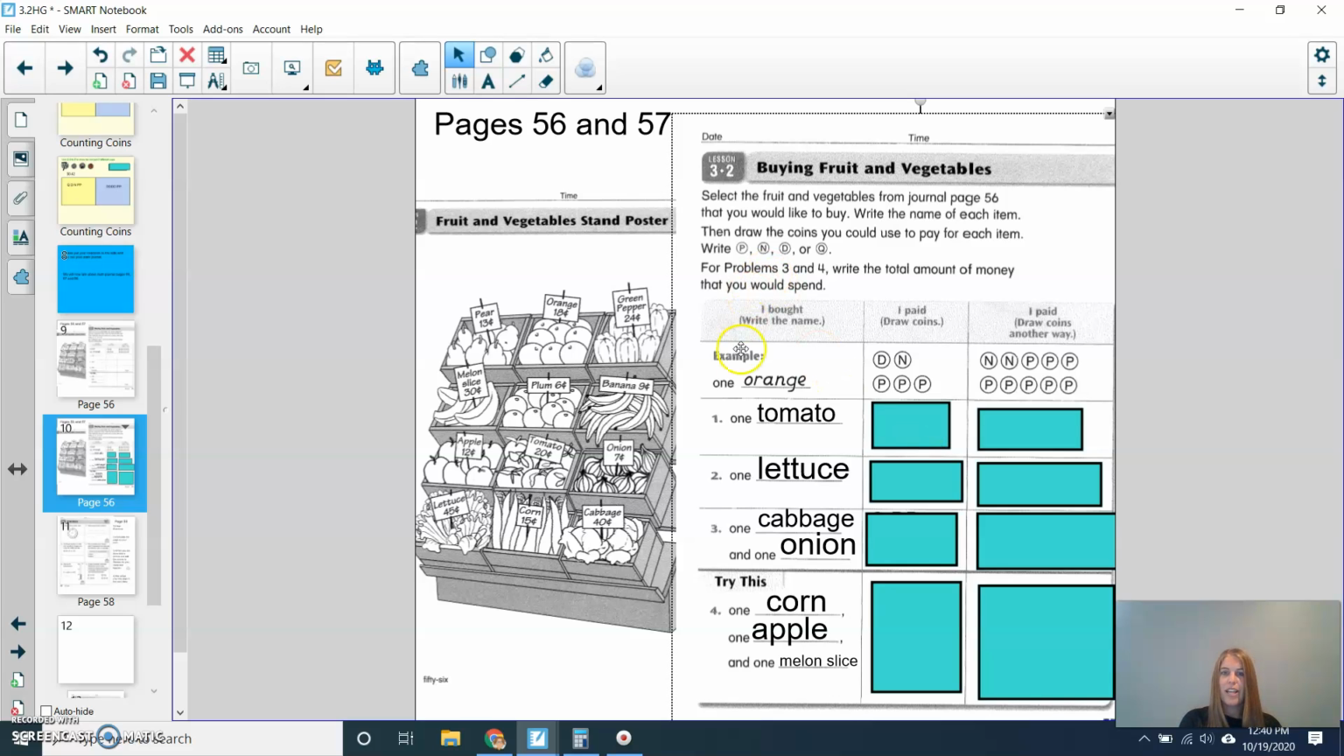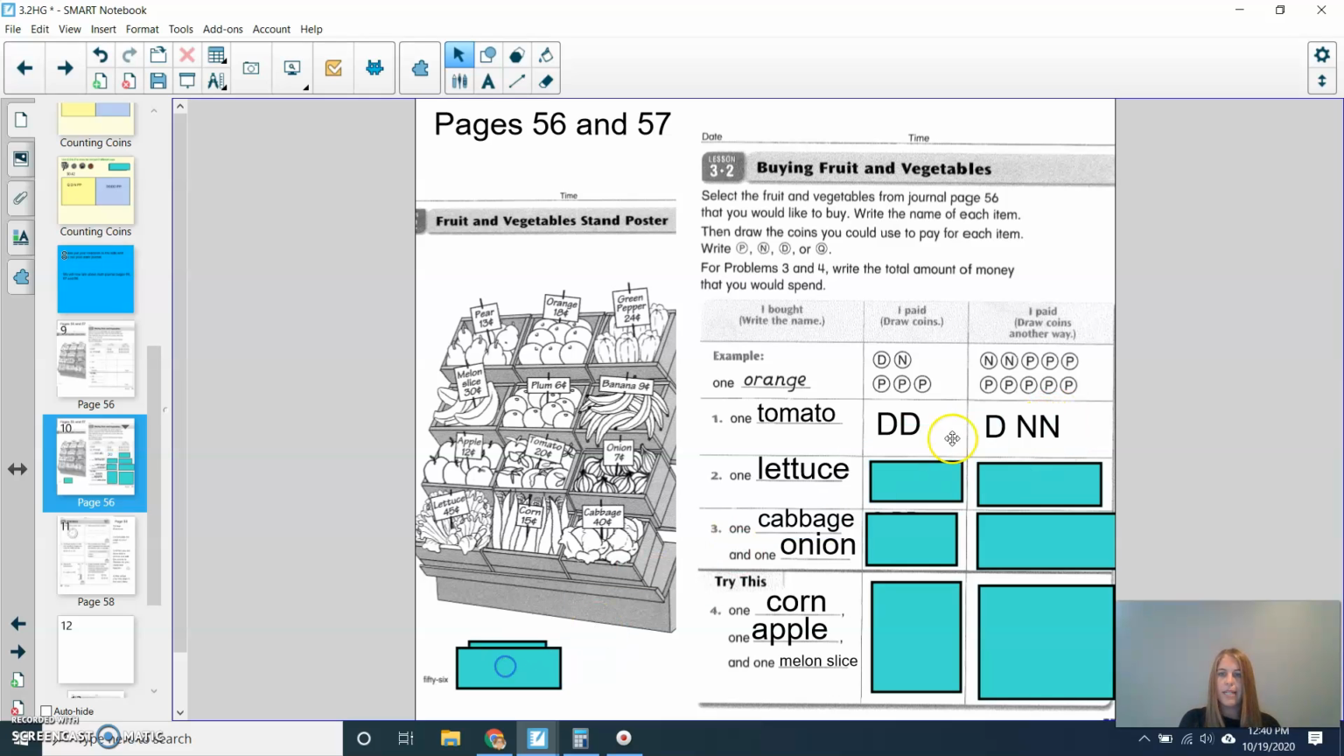All right, second graders, so you maybe have the same items that I have, or maybe you have something different, and that's okay. But I want you to listen to see how I paid for each of these. So the first thing I bought was 1 tomato, and when I look at my stand, I can see that a tomato is 20 cents. So I paid with 2 dimes, and then I needed to show that a second way. So my second way, I used a dime and 2 nickels, both of them equaling 20 cents.